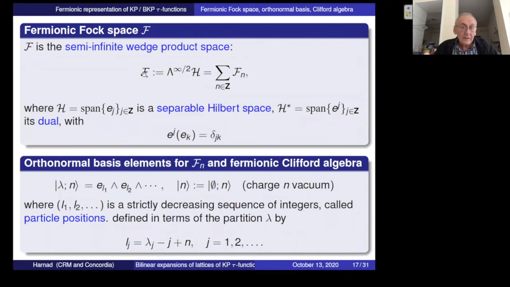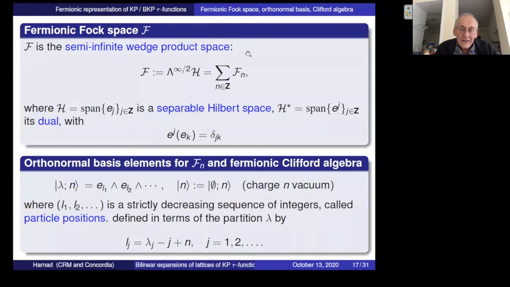So, fermionic. We take a Hilbert space with a separable denumerable orthonormal basis e_j labeled by the integers, and we take its dual, consisting of the dual basis. And we form a semi-infinite exterior product of this with itself. This is a tool that is standard in physics, and a few very good mathematicians. One of them being Andrei Okounkov, who always uses this semi-infinite wedge product space.